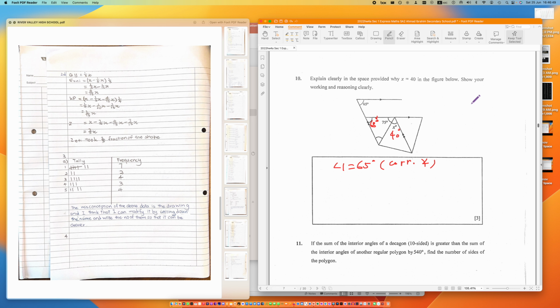Okay? So what I'm trying to say is parallel lines. This is 1 and 2. So angle 1 is equal to angle 2. So this is F. I call this F. So this is corresponding angle, the reason. I have to remember this. Yeah, you have to remember. You need to write the reasons.